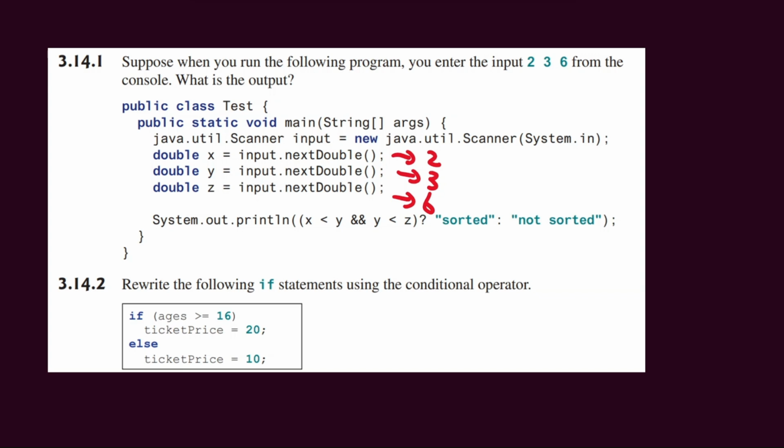So let's check this print statement. x is 2, y is 3, y is also 3, and z is 6. We're going to see if this whole thing is true. But since there's an and here, we have to check if these two are true first. Is 3 greater than 2? That's true. And is 6 greater than 3? That's true. They're both true, so the combined is true. And we know the first one is the true one, the second one is the false one. So it's going to print out sorted.